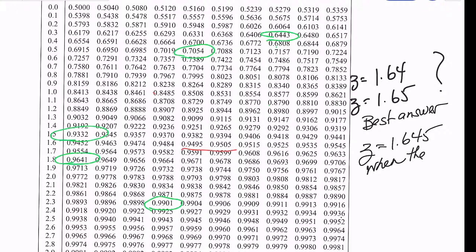When the value or the percentage, I'm going to say the percentage.